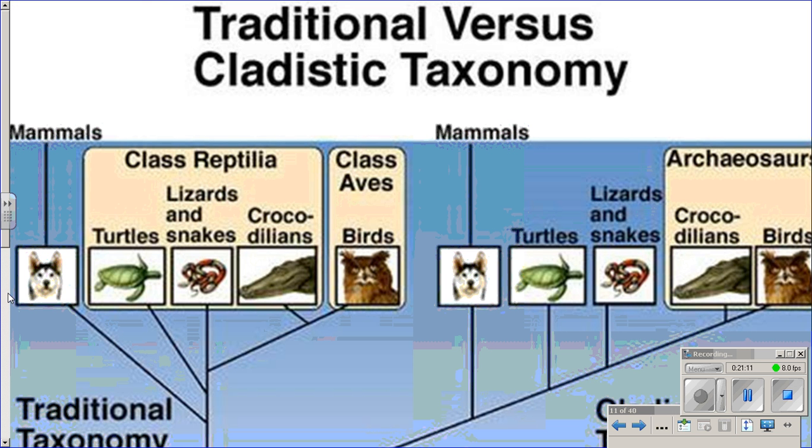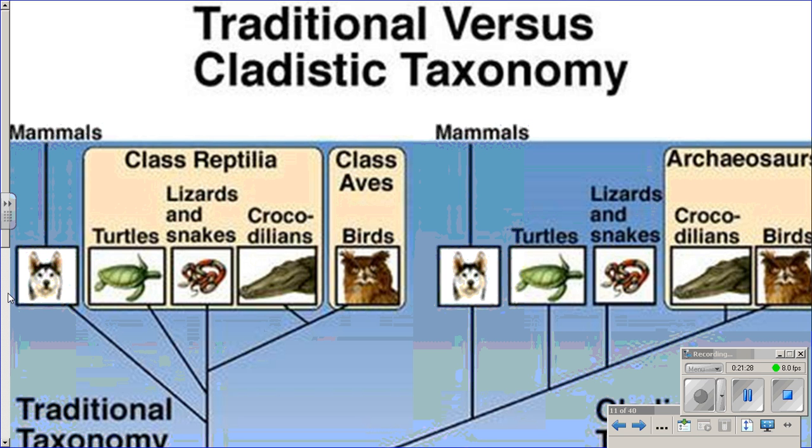Okay, cool. All right, so here's an example of old versus new taxonomy. Notice in the old way this is a family tree, or an evolutionary tree. It's also called something called a cladogram. Why do you think it's called a cladogram? Because cladistics, people who study cladistics make these graphs.